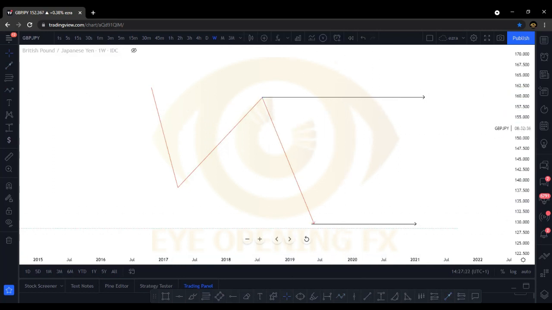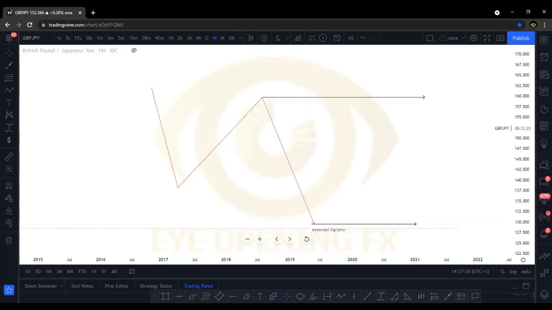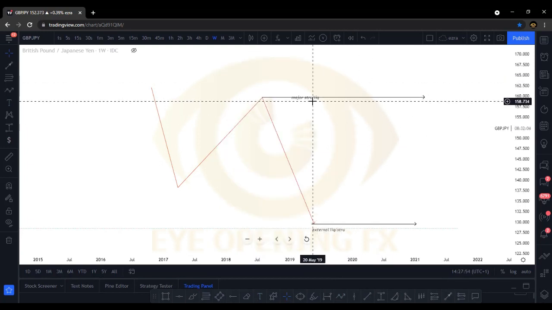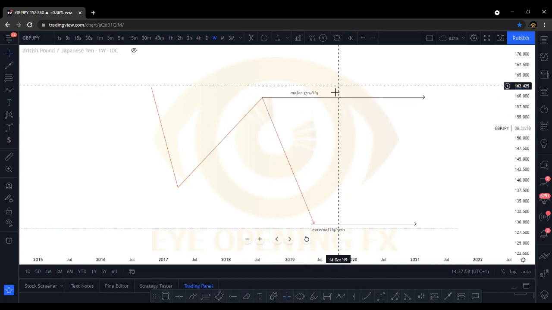So let's say we're in a downtrend. This is our external liquidity, or structure. Major structure slash liquidity. That's major liquidity or major structure. What we mean by major structure is a high that we're not expecting the market to reach. Same thing, I'll be going over that over and over again.